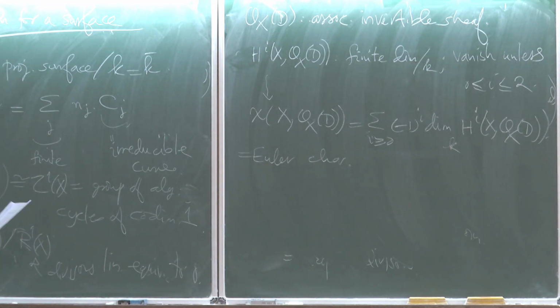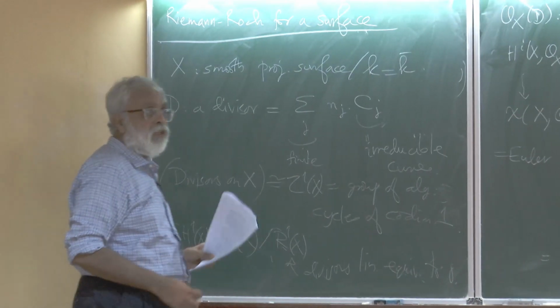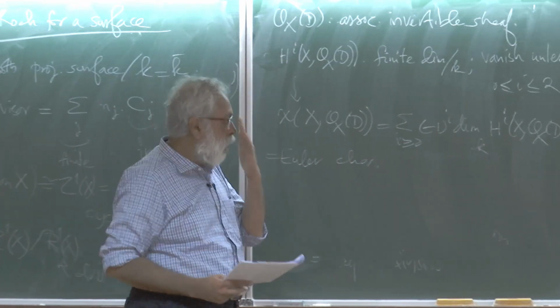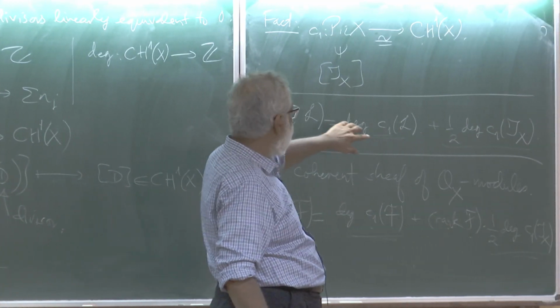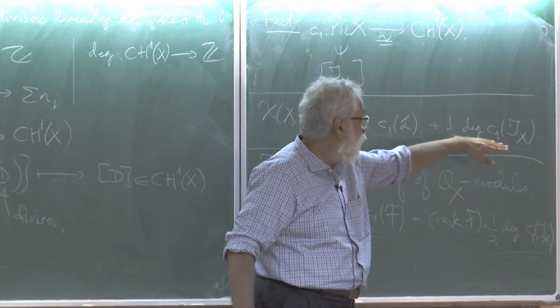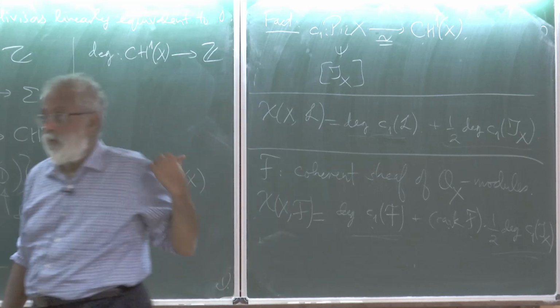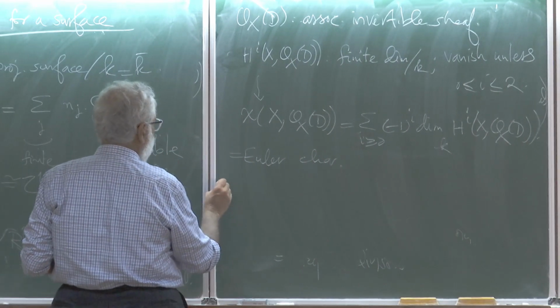So what does the Riemann-Roch theorem say? It gives me a formula for this, just like before. Here I had, I erased it. Well, I have versions of it here. The Euler characteristic of this invertible sheaf was given in terms of the Chern class of the invertible sheaf and the Chern class of the tangent sheaf. Here it will be similar, but more complicated.